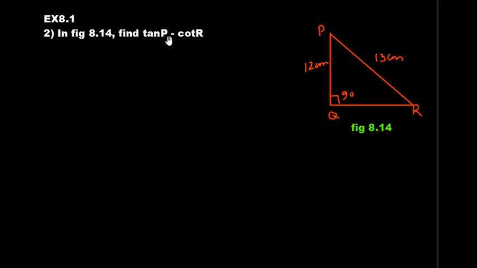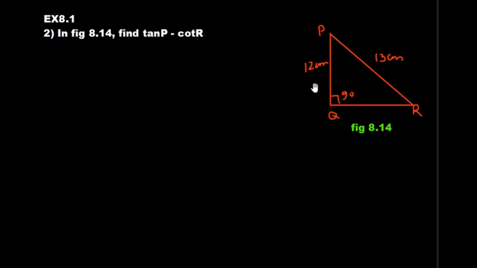We are told to find tan P minus cot R. So let's start. In the previous question itself, I told you not to directly jump to the demand of the question. The demand of the question is tan P minus cot R. You keep this aside. First, you try to find out the missing side of the triangle. Make sure that you have all the sides of the triangle before moving to the demand of the question.